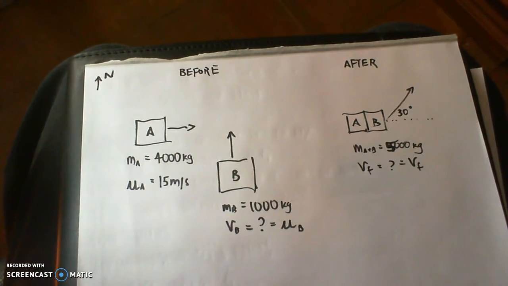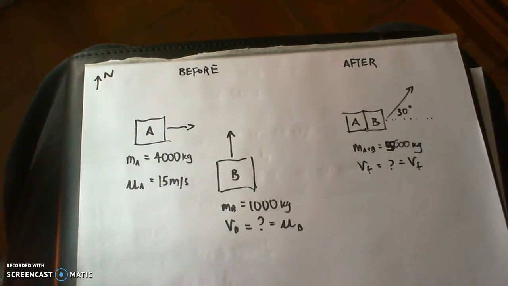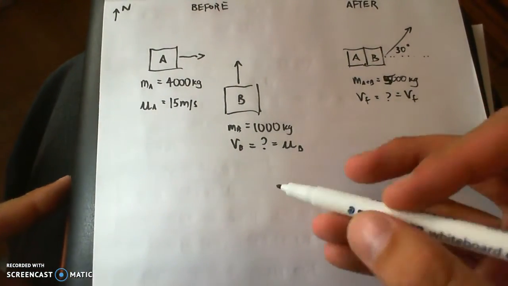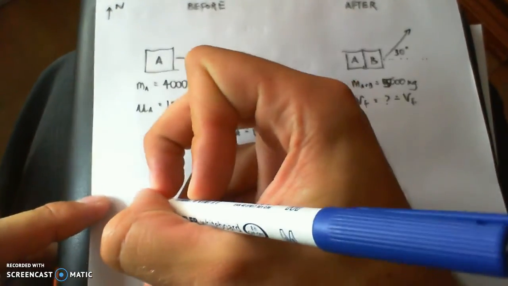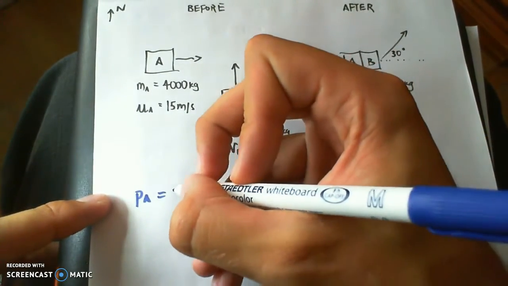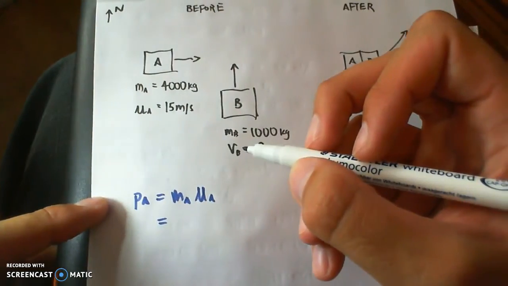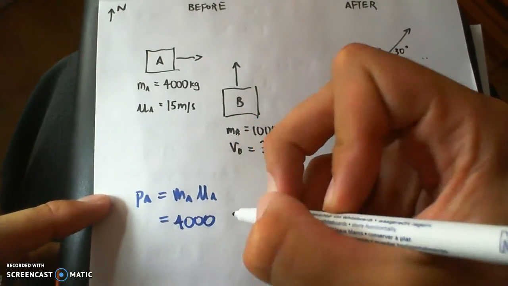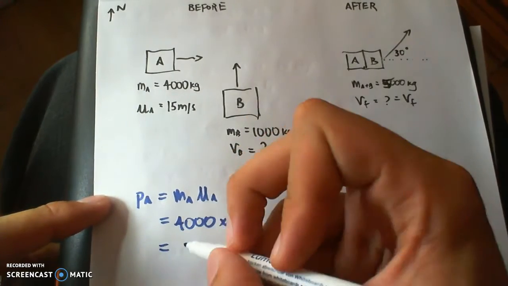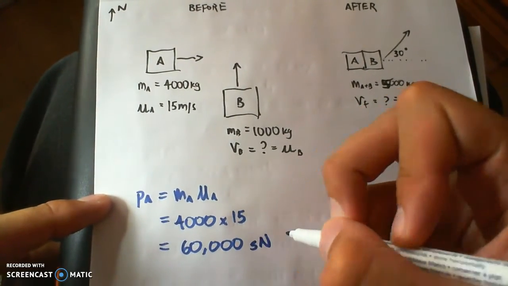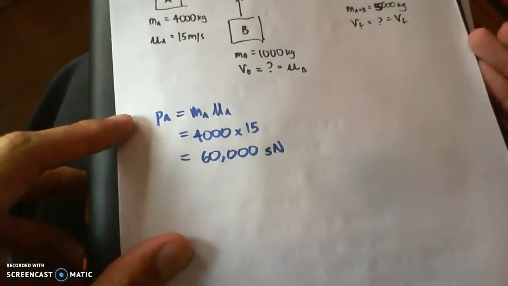So we know by the conservation of momentum, the momentum initially in the system is equal to the final momentum of the system. So let's work out the initial momentum of each of the components. Let's start with A. Momentum of A is equal to mass of A times the velocity of A. This is 4,000 times 15, which equals 60,000 kg·m/s.